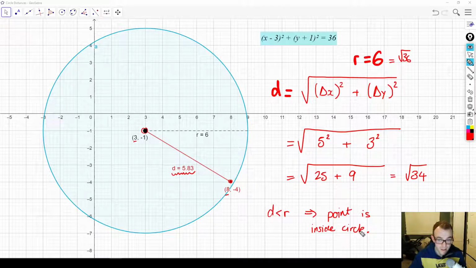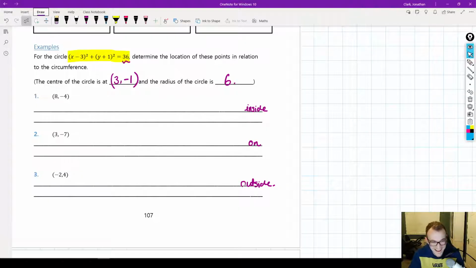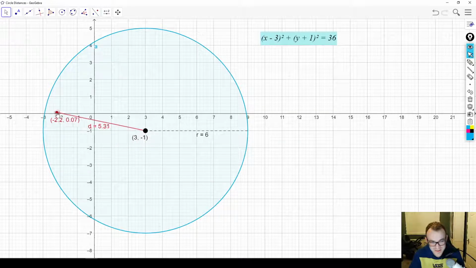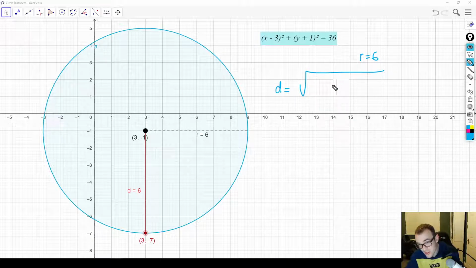Okay, let's repeat the process for the other two points. Let's see what we get. What was the other point? 3, 7. Okay, yeah, on the circle. The radius is still 6. Distance formula, write that out again.